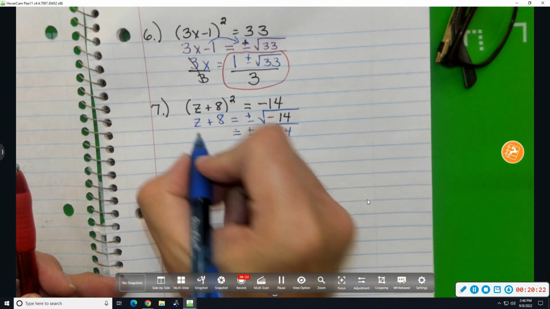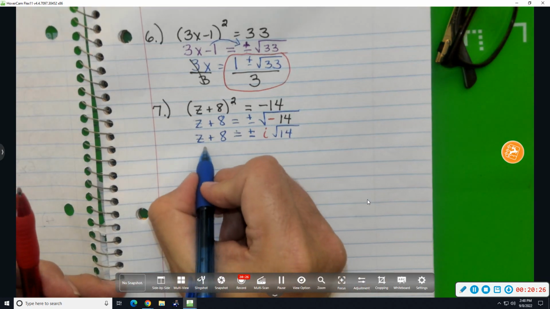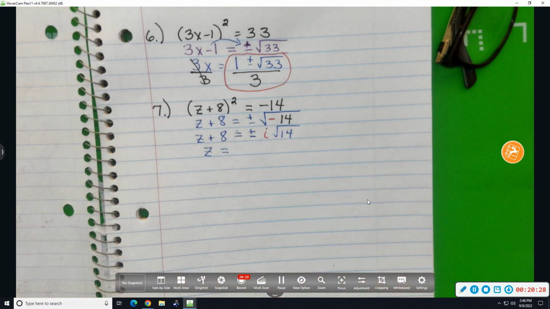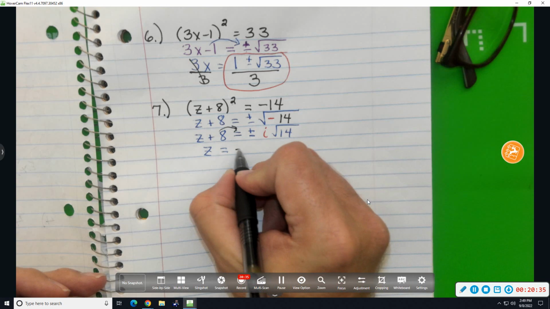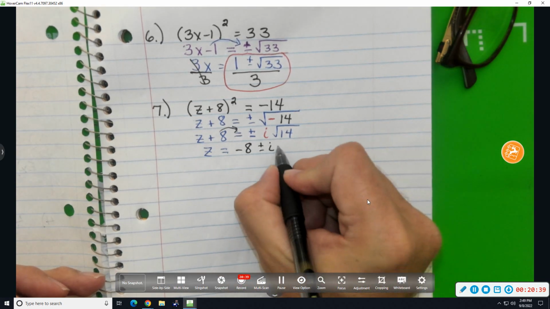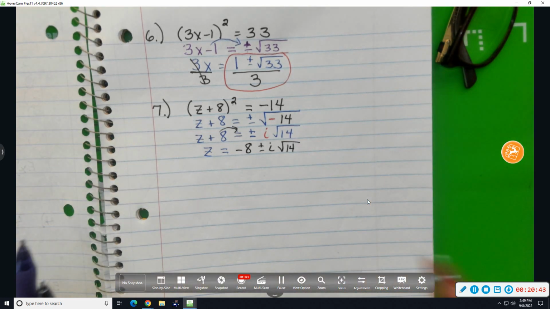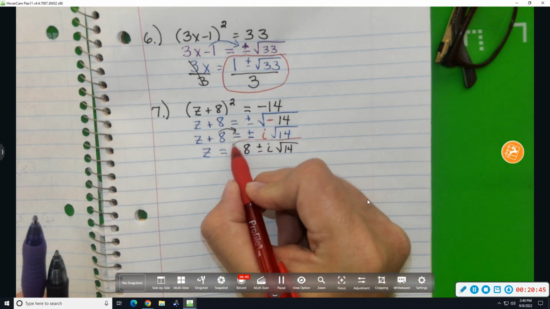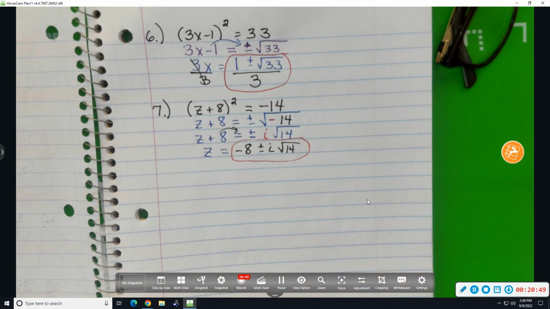And I may as well rewrite the z plus 8. We need it in the form z equals, so what am I going to have to do? Minus that 8. So move the 8 over. It'll be a negative 8 plus minus I square root of 14. Negative 8 plus minus I square root of 14.